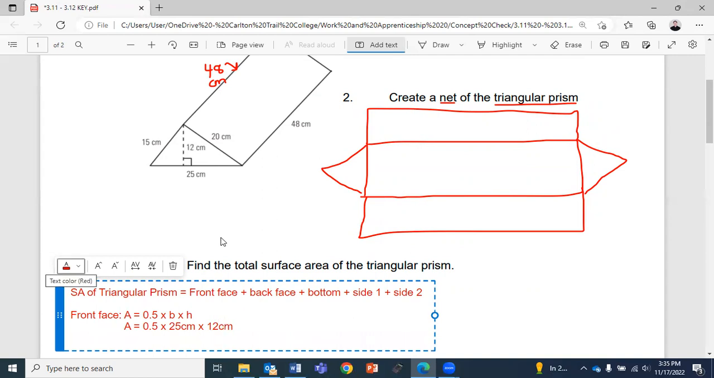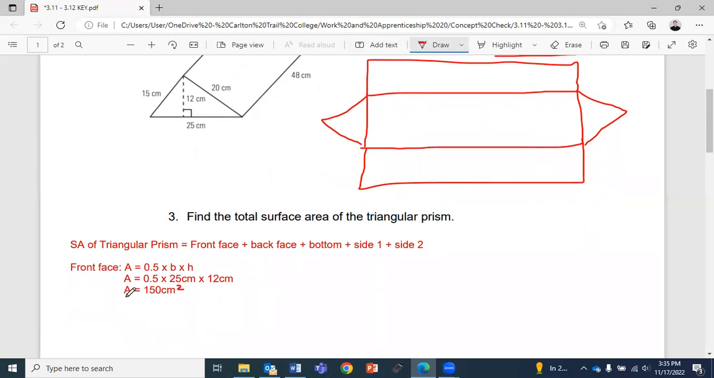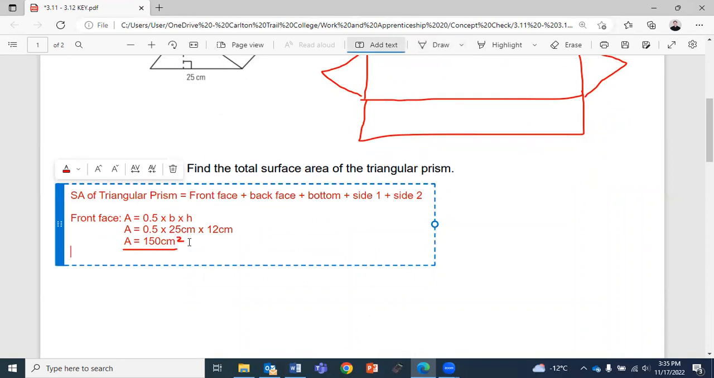If I take your calculator for this, that's fine. So it's 0.5 times 25 times 12, which gives me 150 centimeters squared. That is the area of my front face, okay? I make a note of that. I've just underlined it. Perfect, superb, excellent. Let's keep going. So I've done my front face.